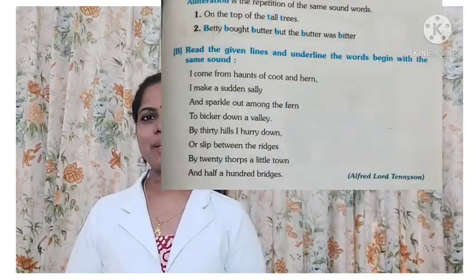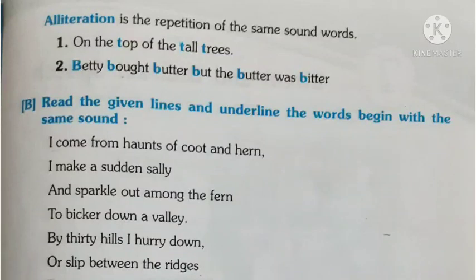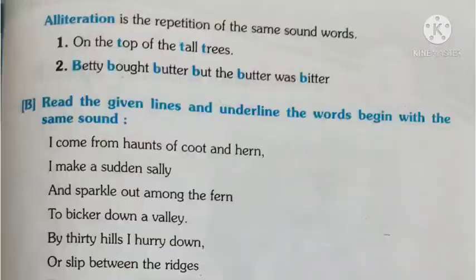Now let's look at the second example: Betty bought butter, but the butter was bitter. Did you notice the alliteration in this sentence? Which sound is repeated? The sound b. How? The sound b of the word Betty, bought, butter, but, butter again, and the last one, bitter. So you can see the sound b is repeated in the second sentence.